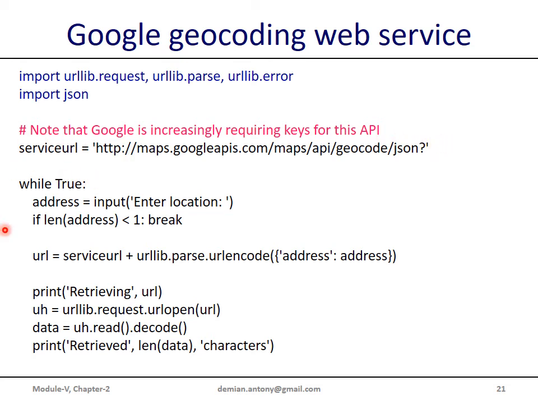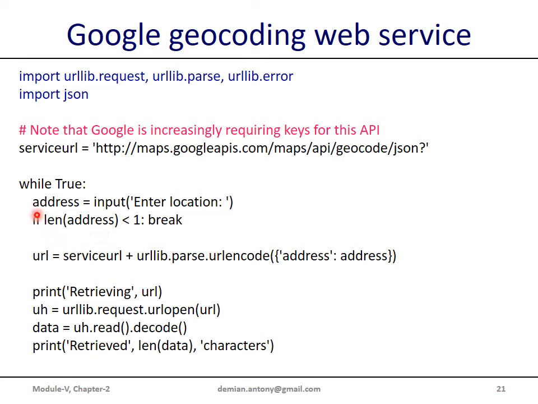And now we read the address, the search string, and if we enter empty, you break, you terminate the while loop. This is for the continuity. You can continuously enter, and you can get the geographic information of different locations by entering the search string.